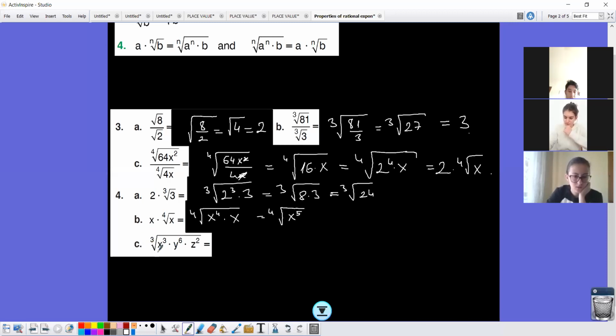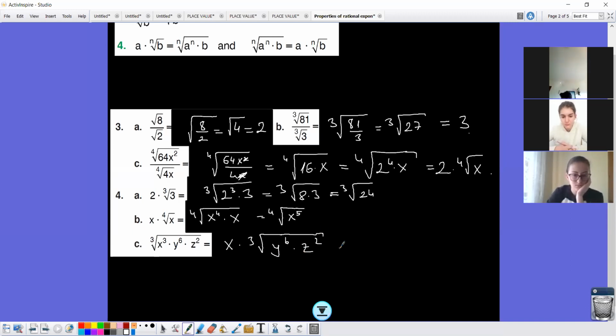What about the last one here? We have the cube root of x cubed times y to the power of 6 times z squared. So what we said, if we have the same power as the root, I will take it out directly. So it will be x times the cube root of y to the power of 6 times z squared.